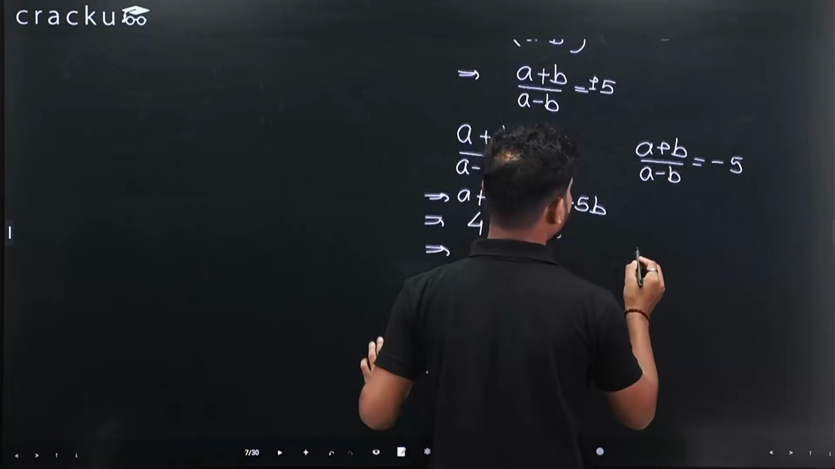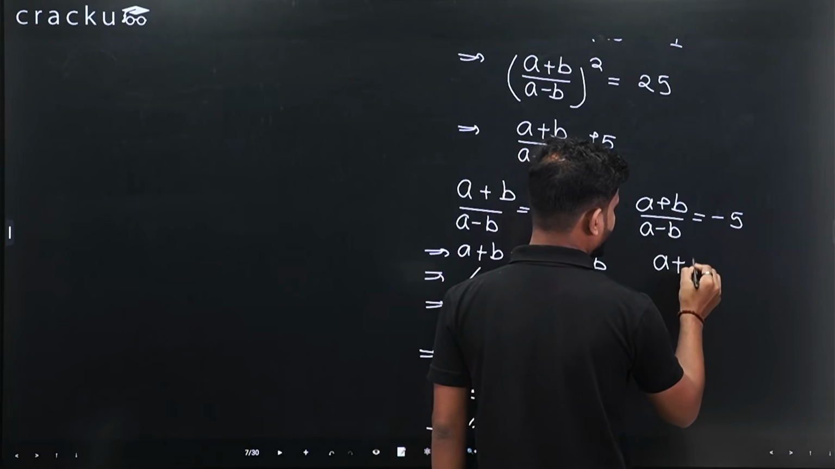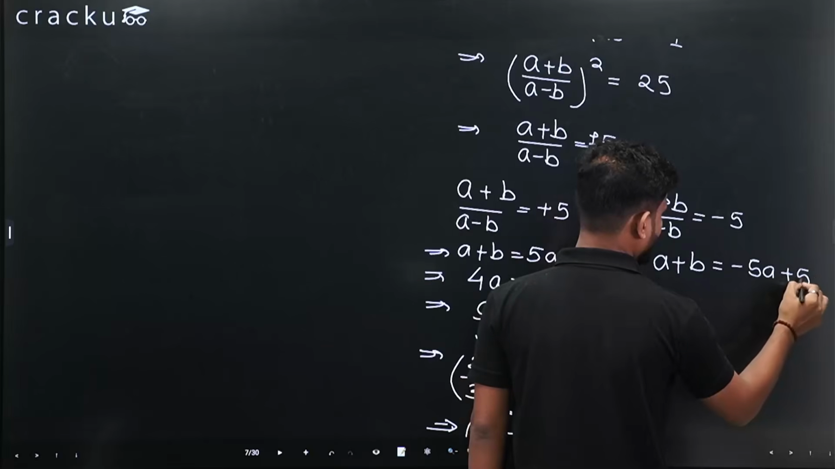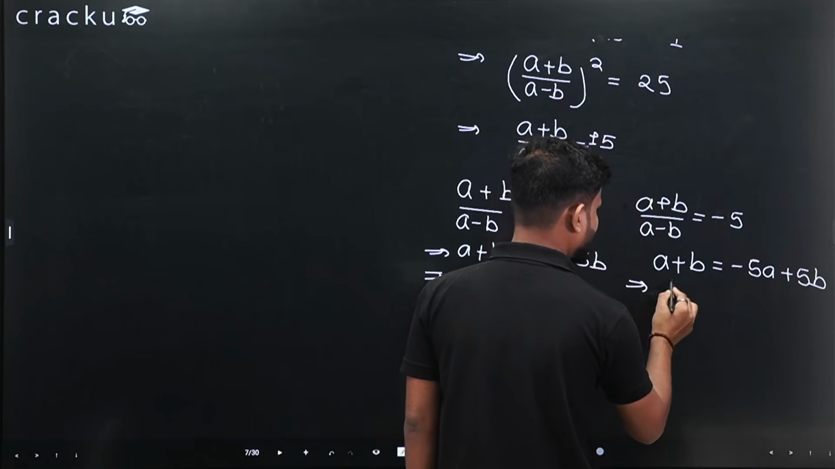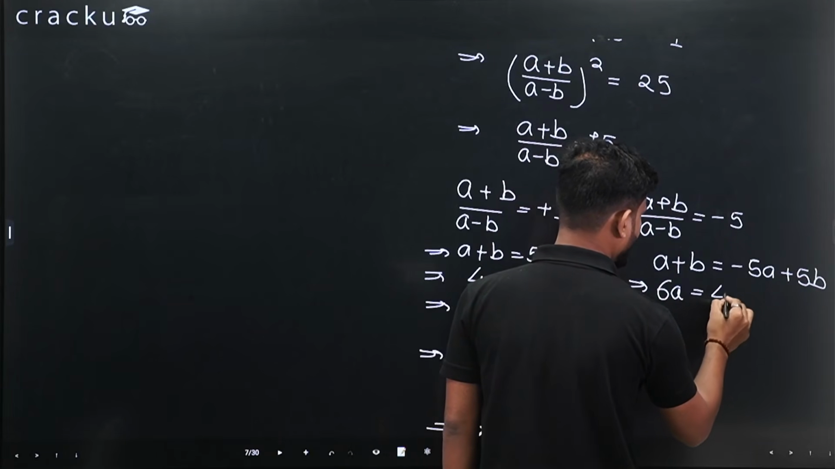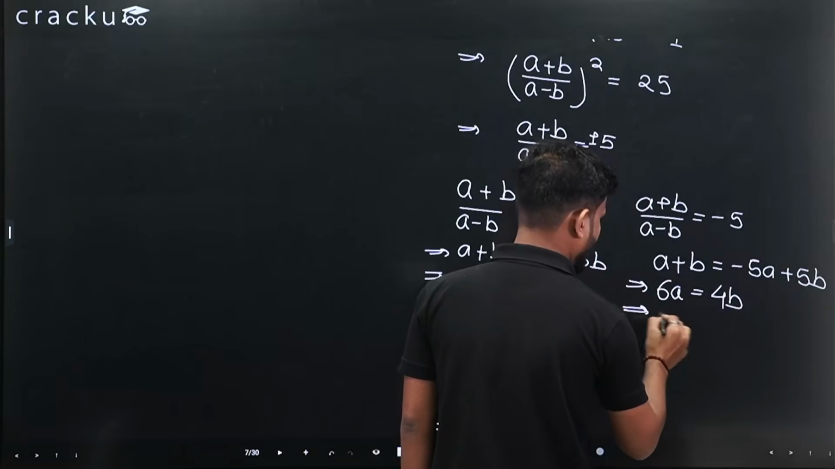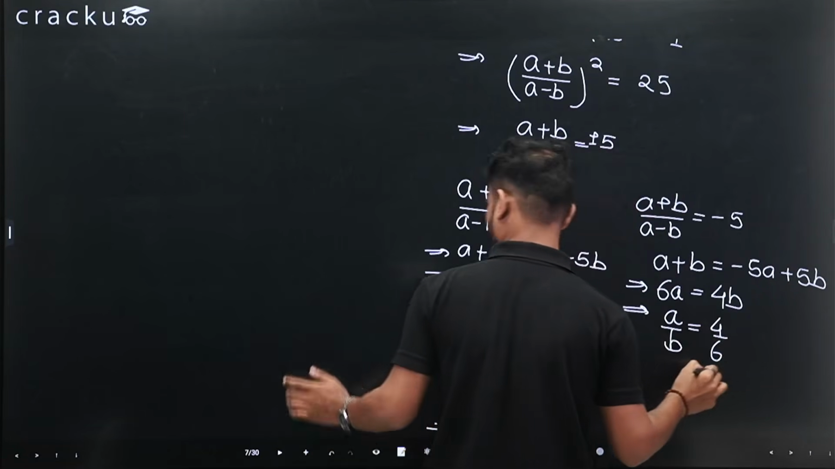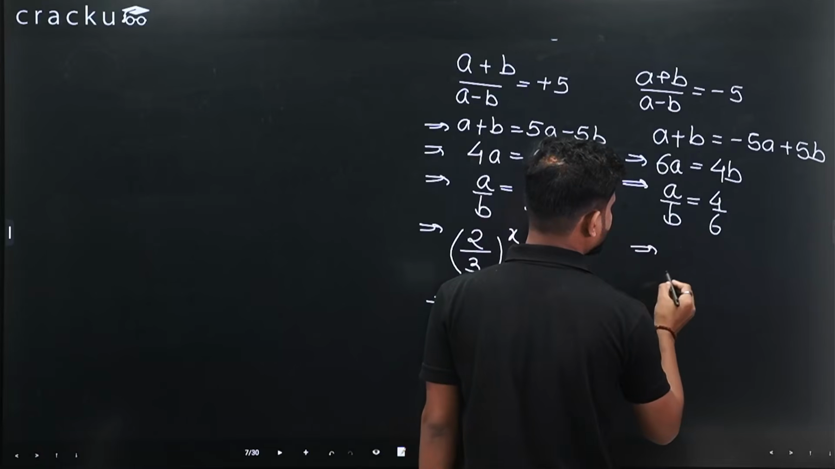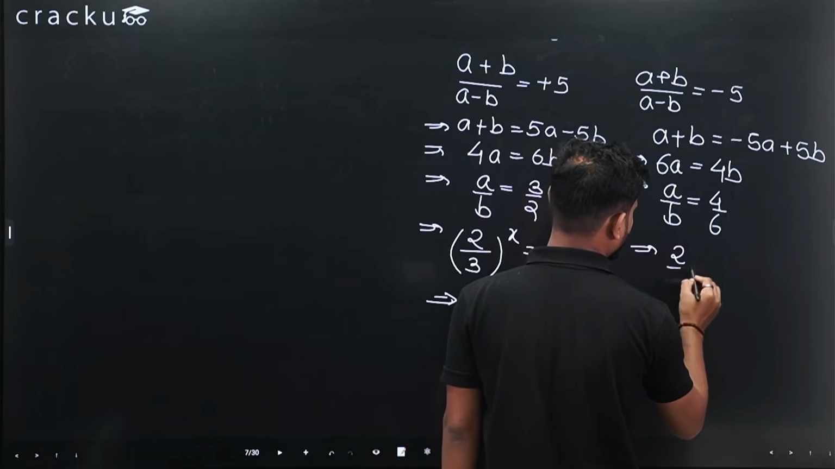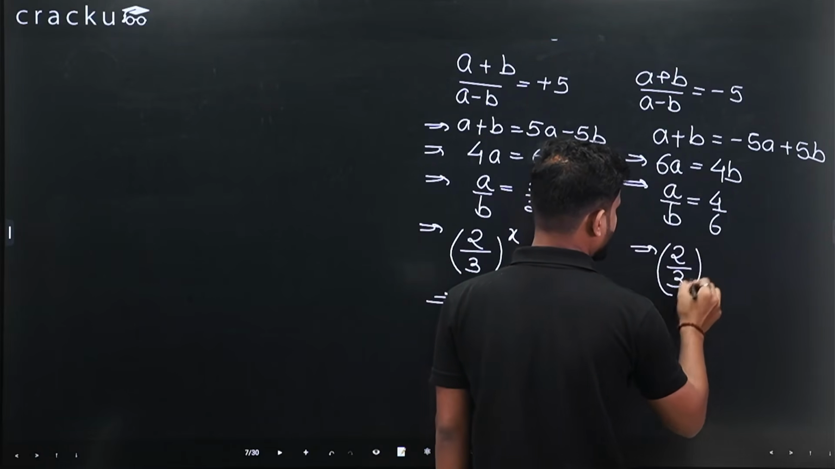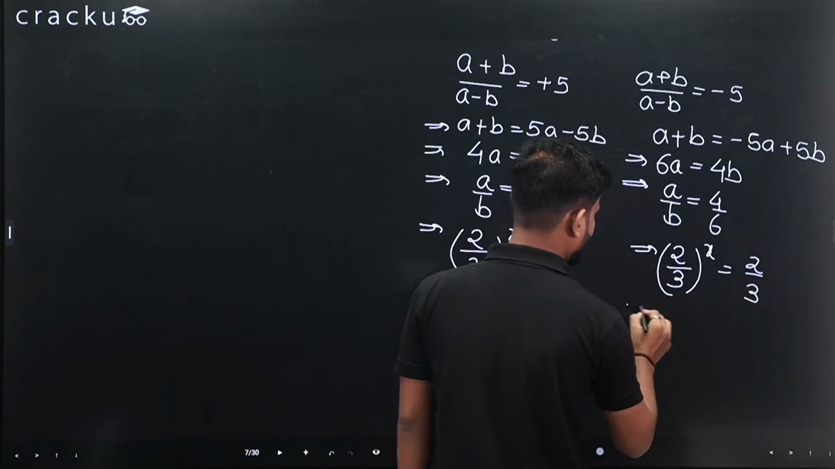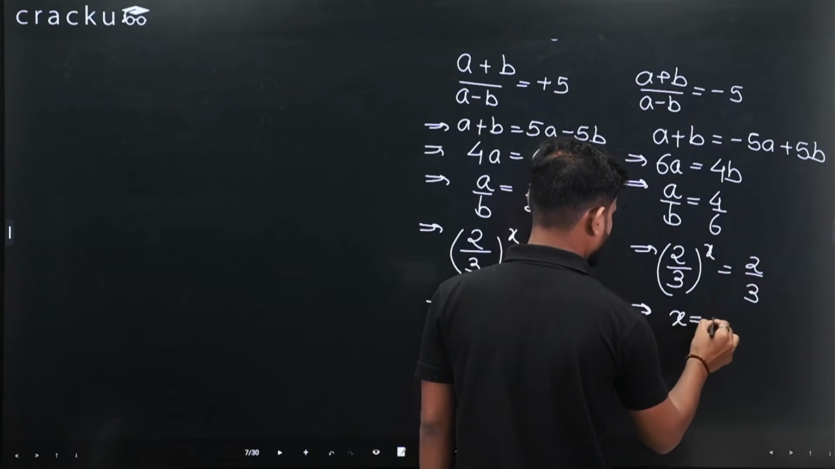Now, from here you get A + B equal to −5A + 5B, or 6A is equal to 4B, or A by B is equal to 4 by 6. From here what do you get? A is nothing but 2^x, this is 3^x. So (2/3)^x, 4 by 6 is nothing but 2 by 3. And from here you get x is equal to 1.